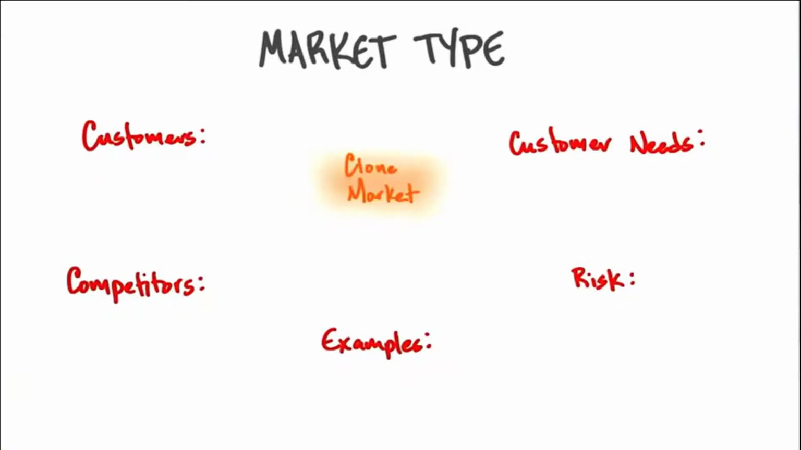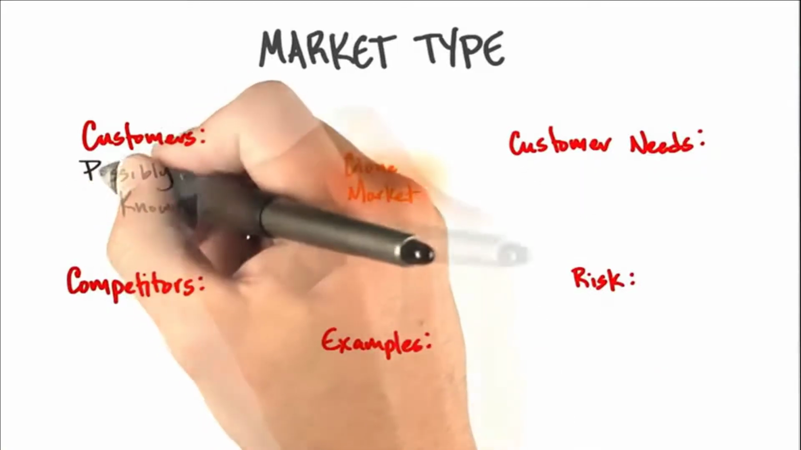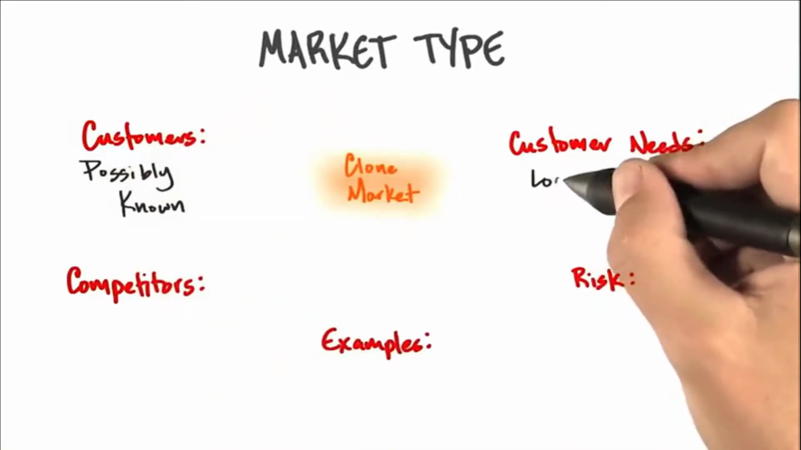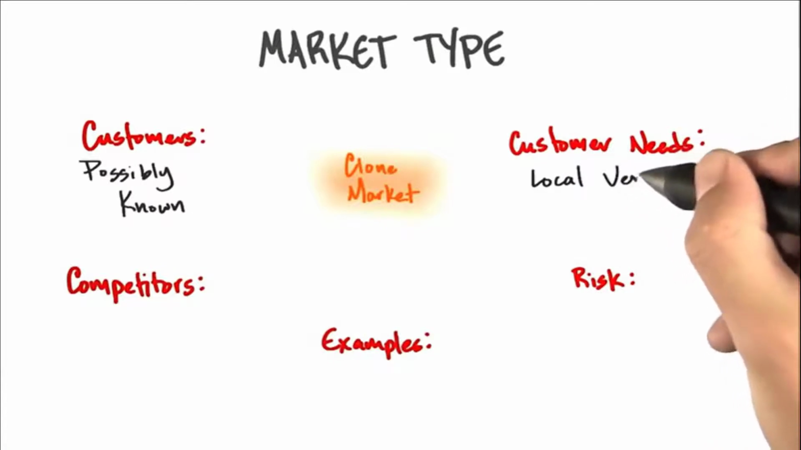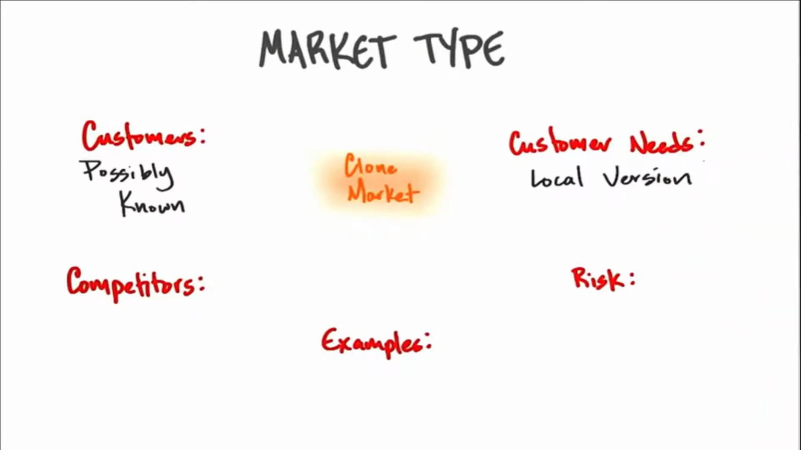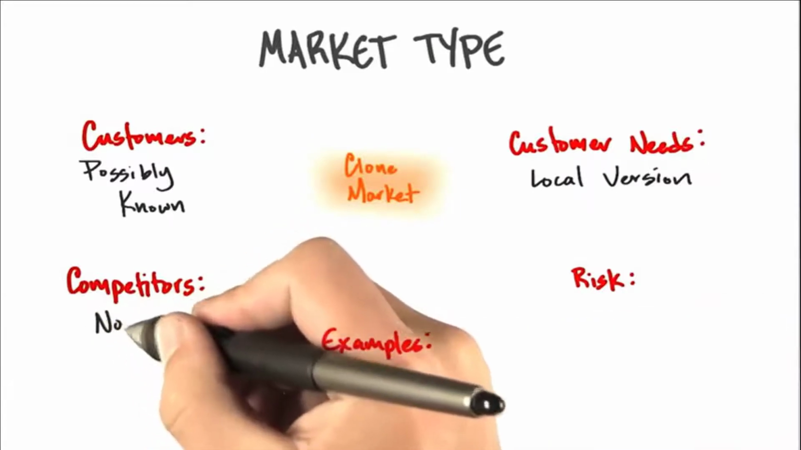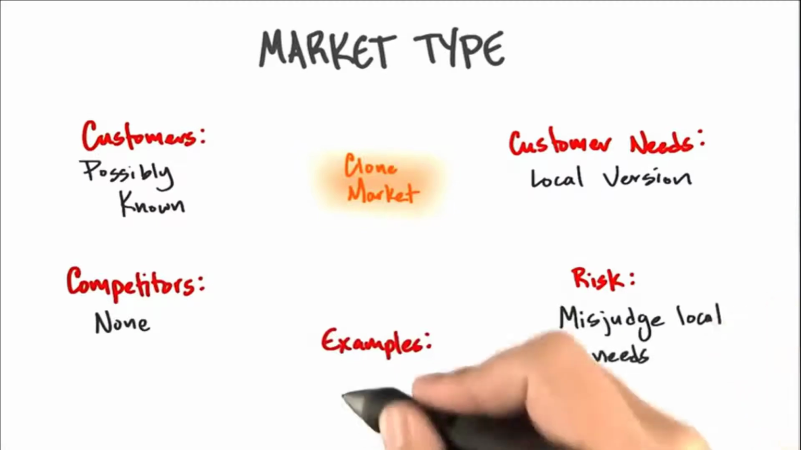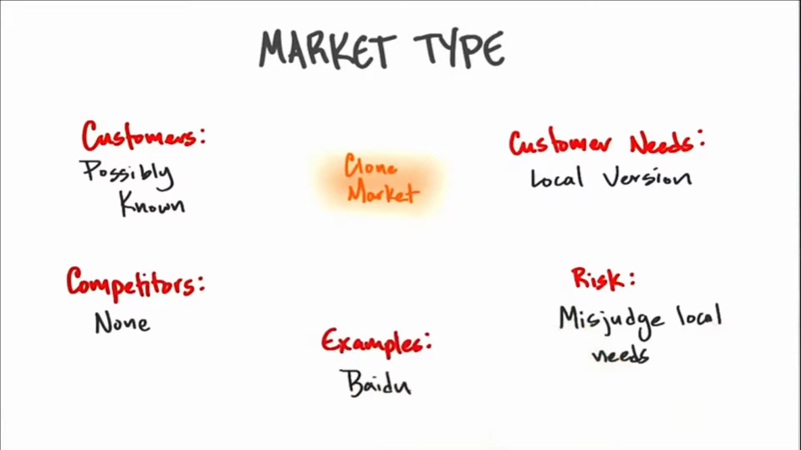A clone market, the customers are possibly known because you're going to copy an existing market like the United States, but the customer needs and why it's a clone is you're going to actually localize all those specific issues for your country or region. There are no competitors if you're first, and the risk is misjudging the local needs. A great example is Baidu.